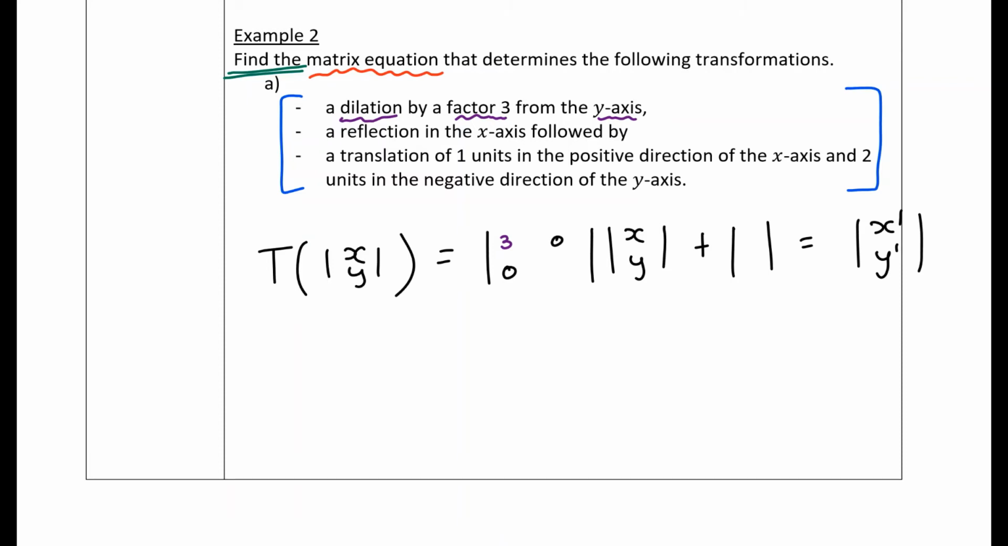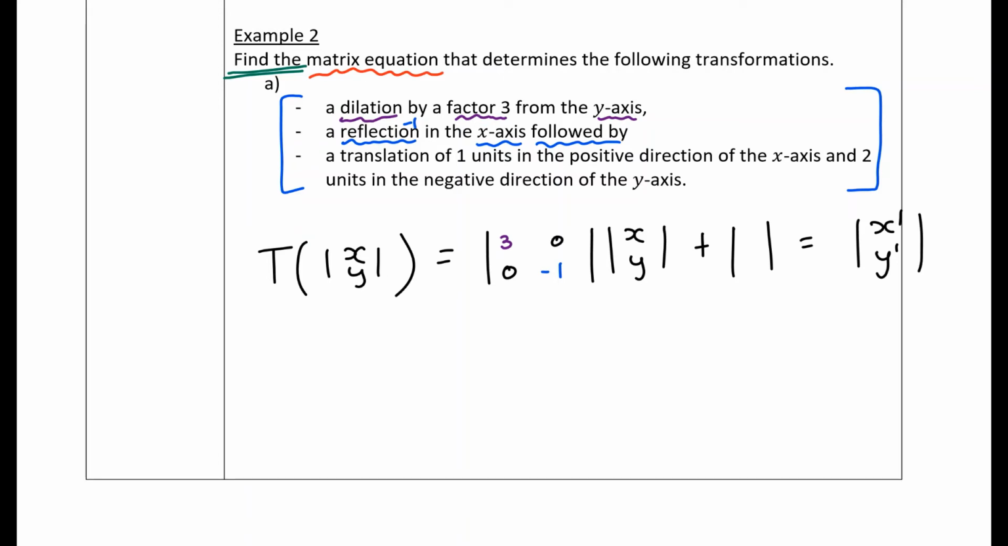Then we're told we've got a reflection in the x-axis. So it's a reflection, so that tells me -1, and it's in the x-axis, so that's down here. Now something you might have missed is this phrase followed by. So what we're saying is that this happens as a sequence, it happens in order.